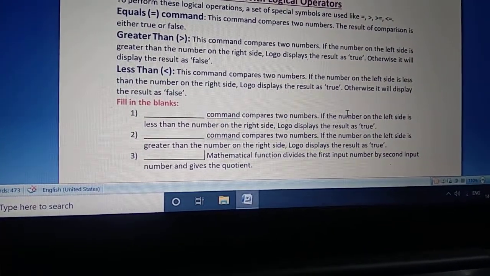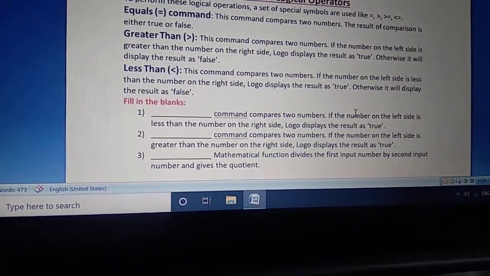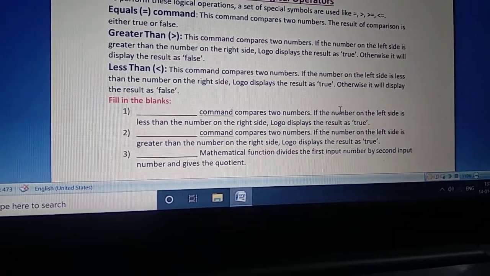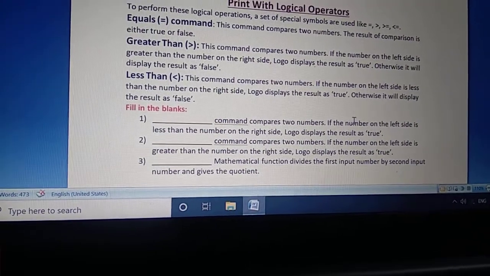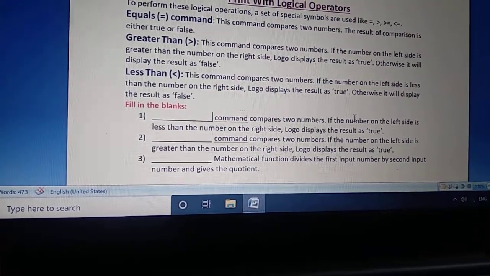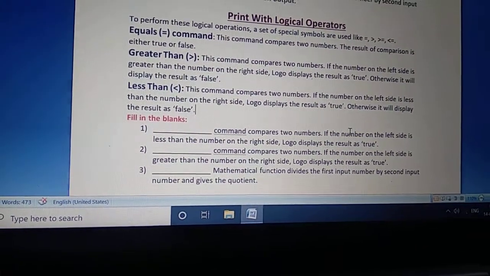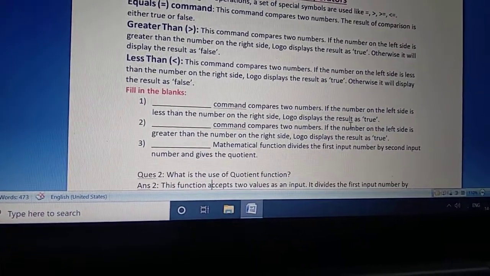Now the third one is: dash mathematical function divides the first input number by the second input number and gives you the quotient. So the answer will be quotient. These three fill in the blanks are very easy, but you have to read this worksheet properly and watch this video. Only then will you get to know what should come here.